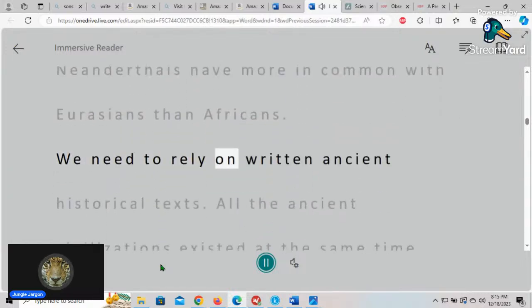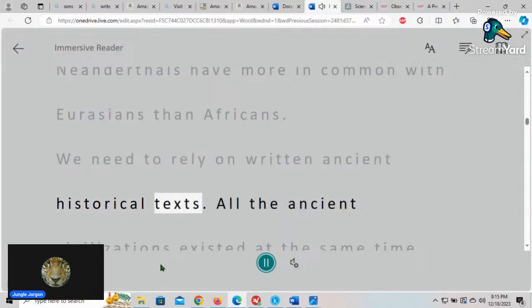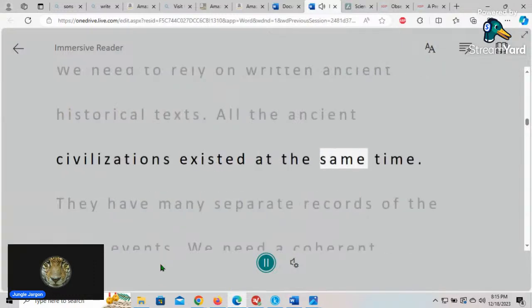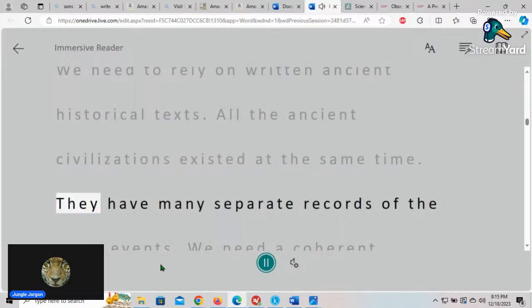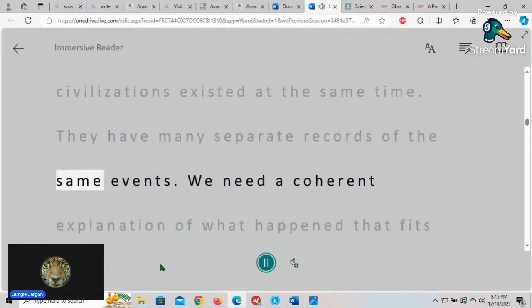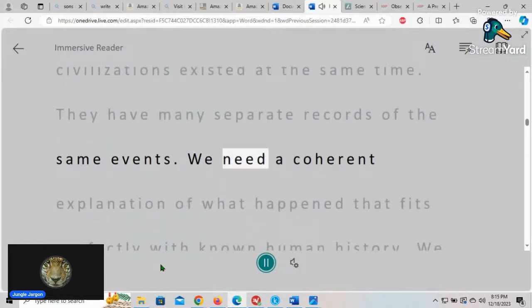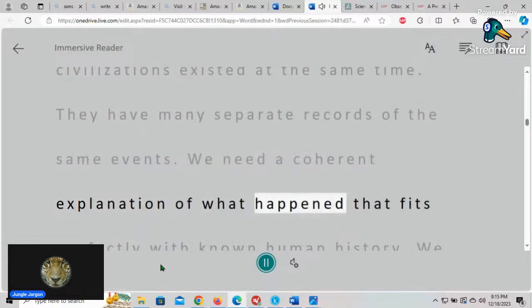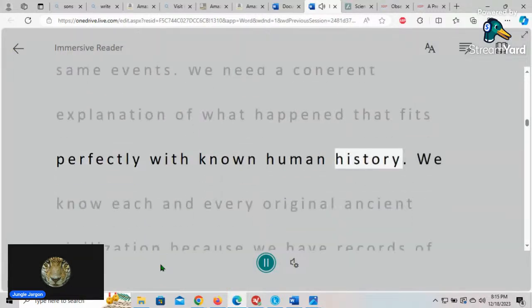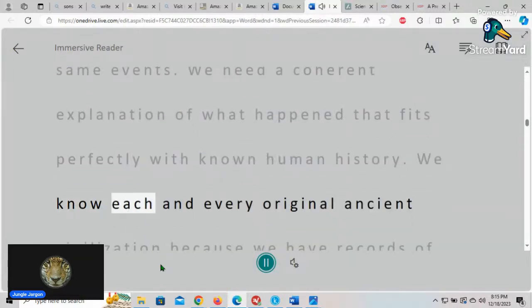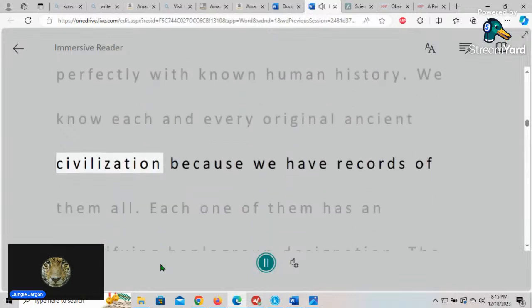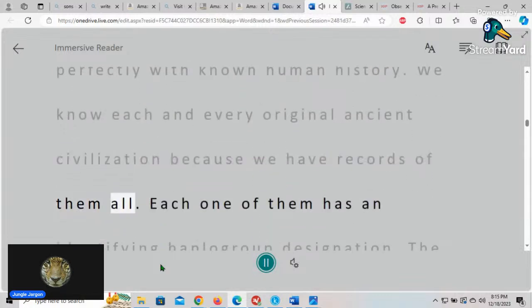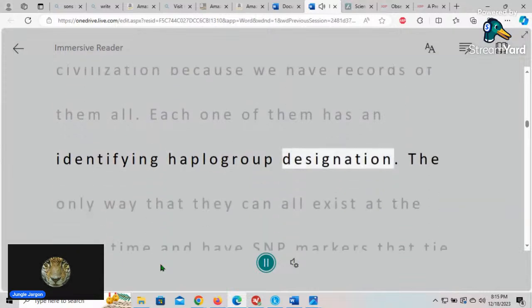We need to rely on written ancient historical texts. All the ancient civilizations existed at the same time. They have many separate records of the same events. We need a coherent explanation of what happened that fits perfectly with known human history. We know each and every original ancient civilization because we have records of them all. Each one of them has an identifying haplogroup designation.